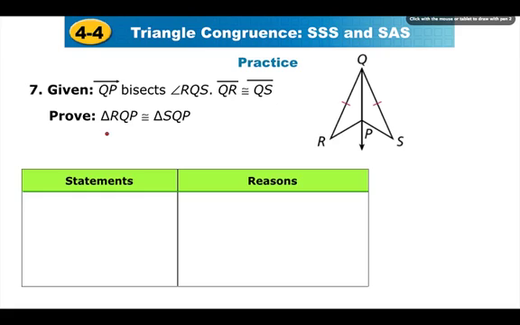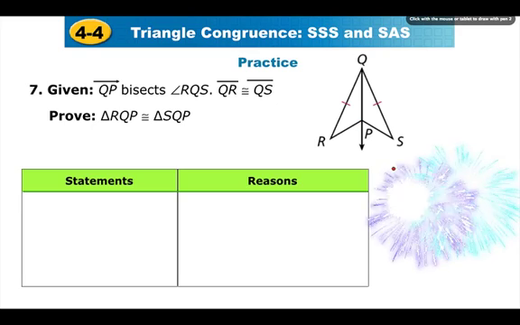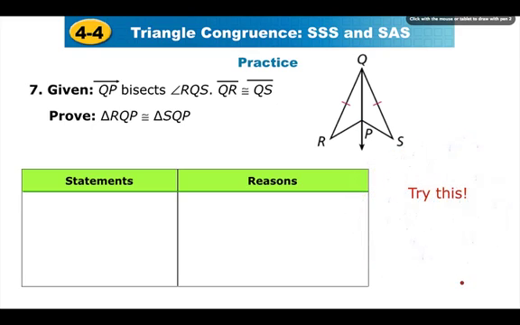And we want to prove that these two triangles, the one on the left, is congruent to the triangle on the right-hand side. And just like number 6, I want you to try this, and we'll go over the answer. We'll check the answer in class. This concludes the video.